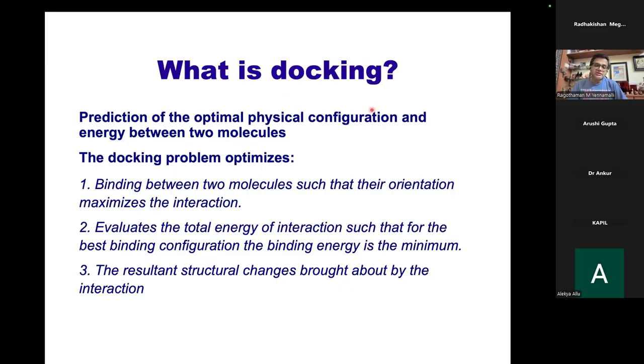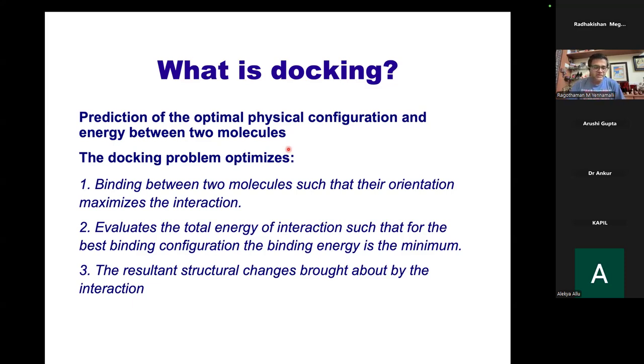So molecular docking for a non-biologist is nothing but an optimization problem. Optimization problem is a branch in computer science where you have multiple solutions to the same problem, but not all solutions are optimal. Only one solution or maybe two solutions are optimal in that. So in this optimization problem, you can employ different types of algorithms to identify this optimal solution.